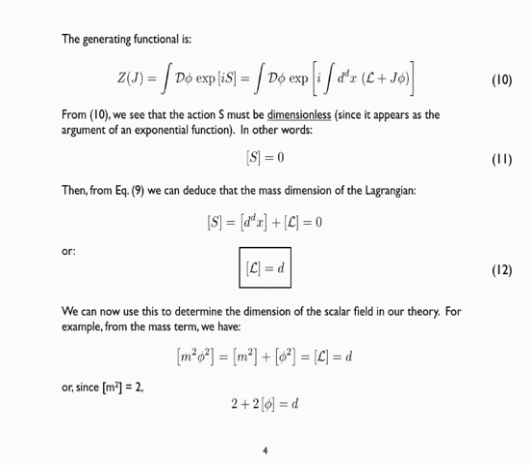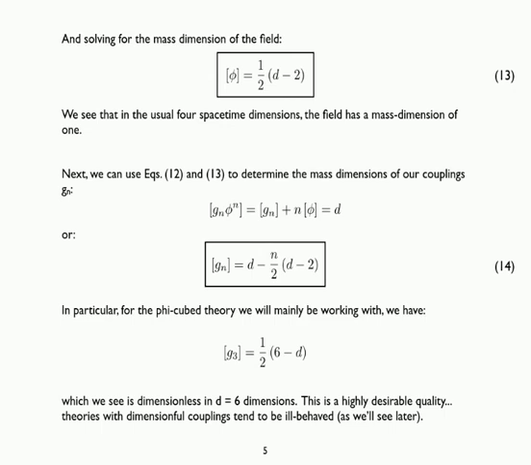Okay, so I can use that to solve for the mass dimension of the field, and I find that it goes like that: d minus 2 divided by 2. So in 4 dimensions, it's what? 1. Right. So the scalar field has a mass dimension of 1.